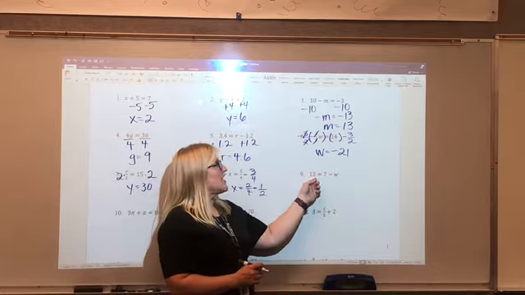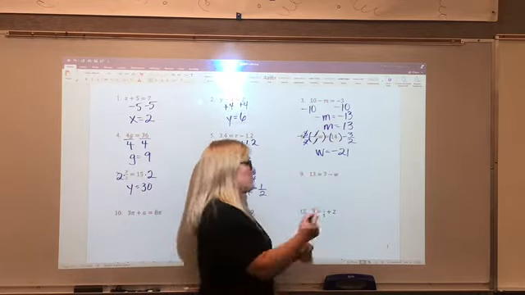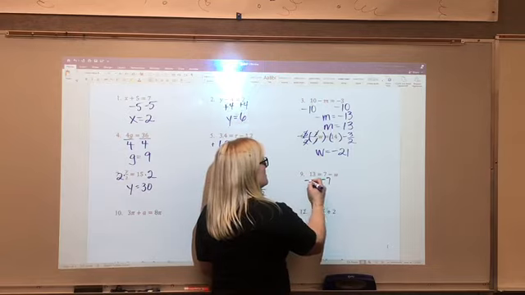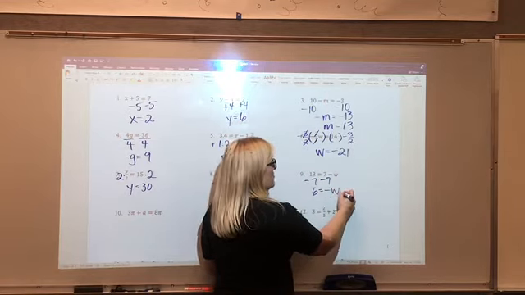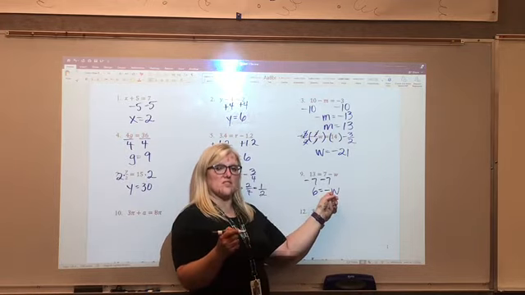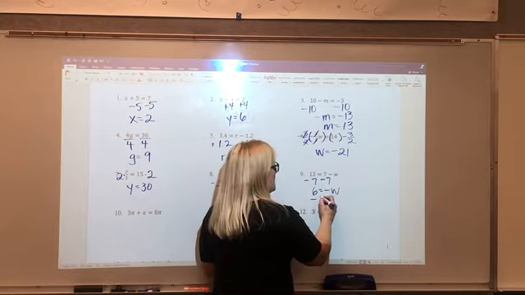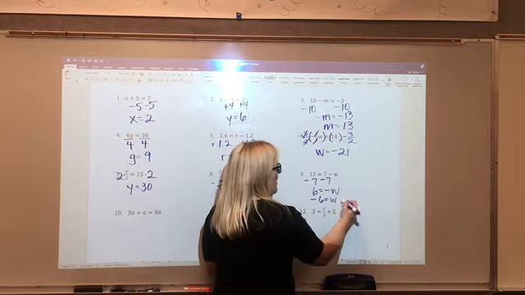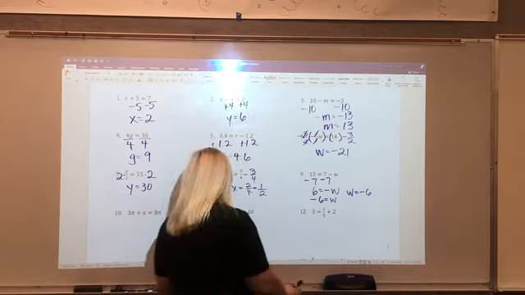Okay, number 9 is very similar to number 3. I'm gonna subtract 7 from both sides. And so I have 6 equals negative w. Well, to get rid of that negative, I need to multiply both sides by a negative. And I end up with negative 6 equals w. And I would normally write it w equals negative 6.